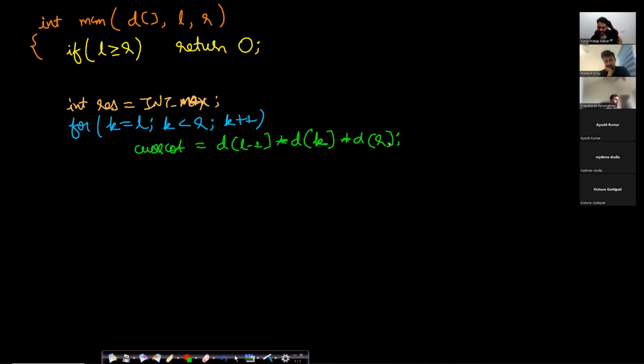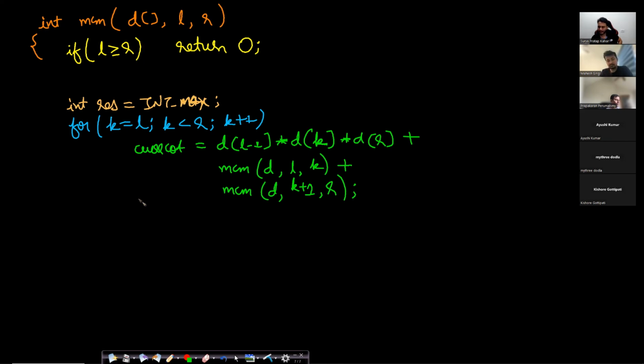Plus, what is the left subproblem? You call the MCM code again with the same dimension array, but this time you send the same L and the K value. The right value is just K because you are dividing at K, right? Plus, what should be going to the right subproblem? D, K plus 1 and R. And this will give you the current cost, right?